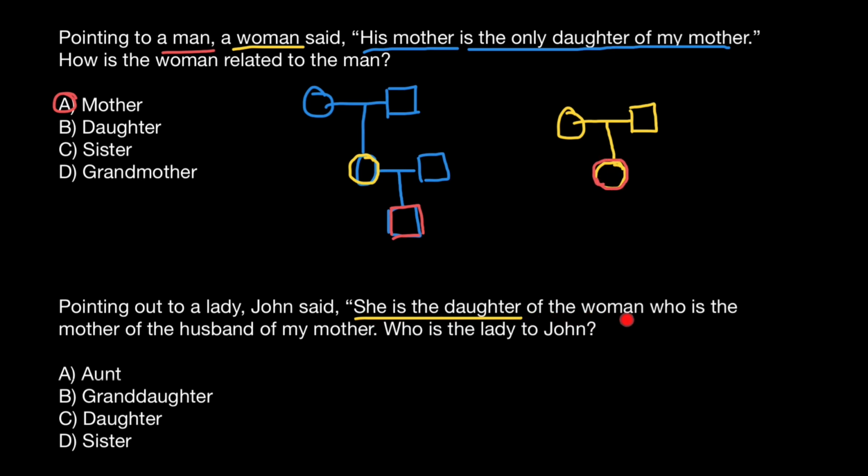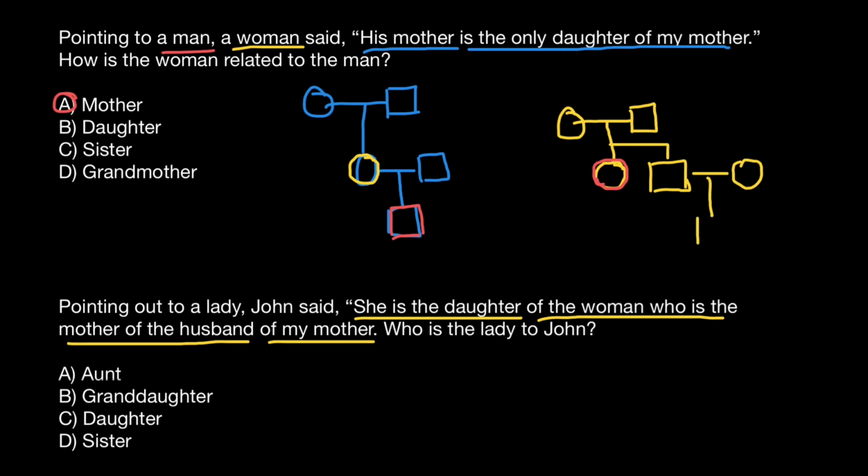She is the daughter of the woman who is the mother of the husband. That means this woman should have one more child, and this is going to be a male child. So let's add this male child because he is a husband. Only males can be husbands. So the woman who is the mother of the husband of my mother. Husband of my mother means that this is going to be John. So again, let's change the color, and with green color we are showing John.